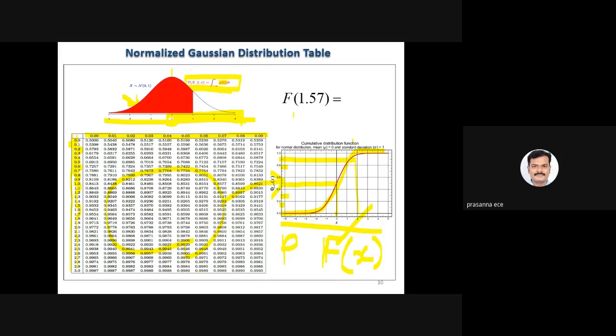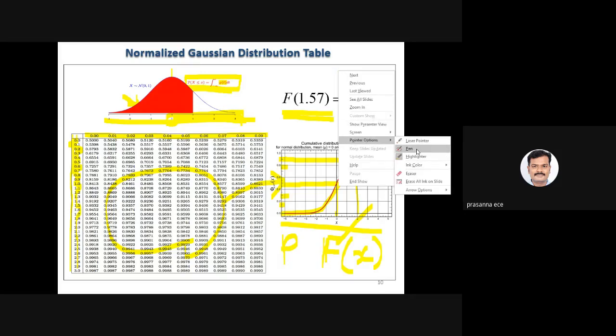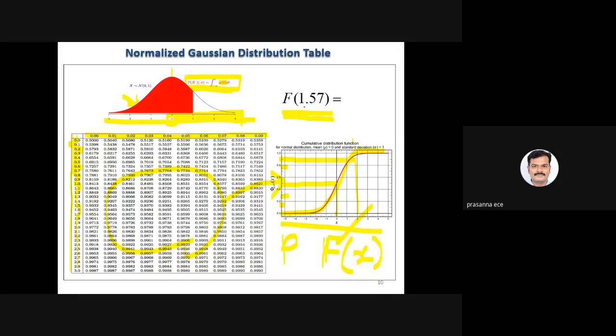So now suppose I am asking the question, what is F of 1.57? How do we find this value? F of 1.57 is nothing but the probability that capital X is less than or equal to 1.57. So what we have to do? I'll change my highlighter to a different color so that you can understand better. Okay, I'll use the pen. So 1.57, where does it lie? It lies somewhere here, right? Along the x-axis, 1.57 lies somewhere here. So you have to integrate the area starting from minus infinity up to this line. We'll be including all the area that is shaded red here.